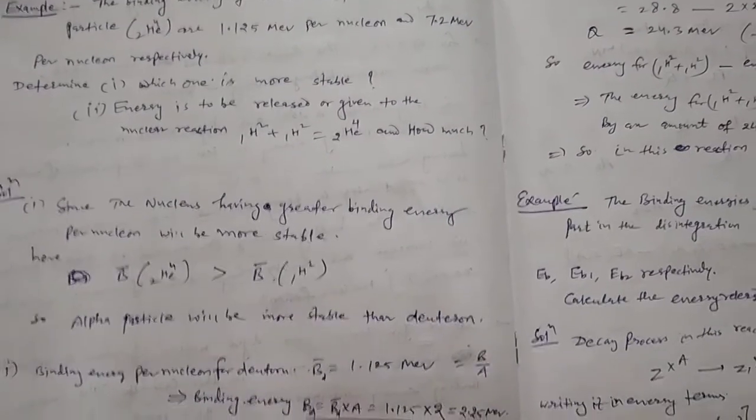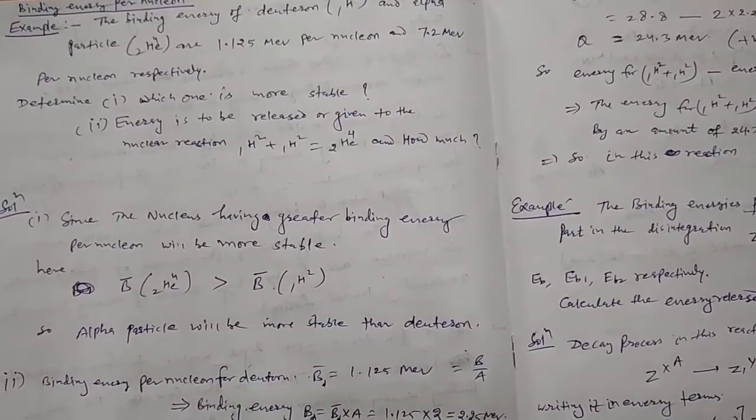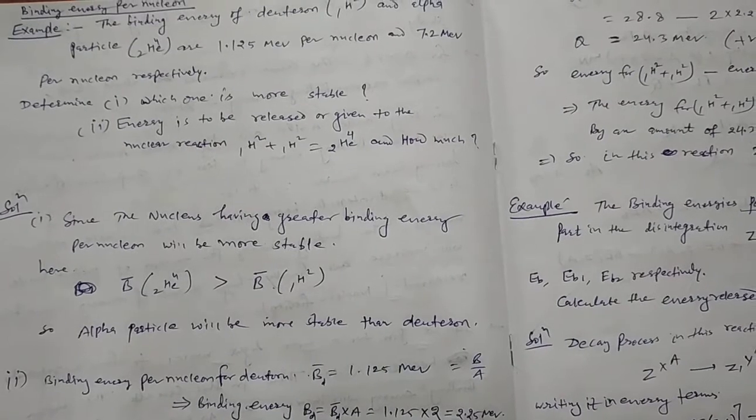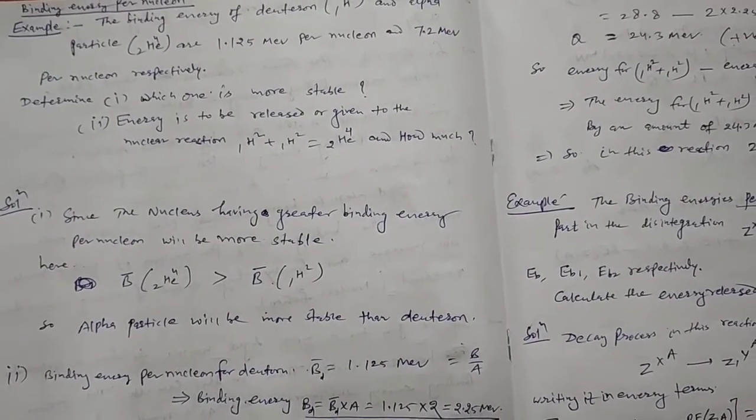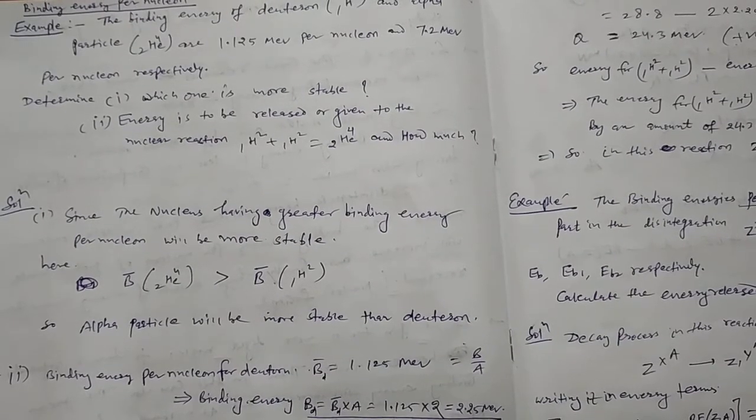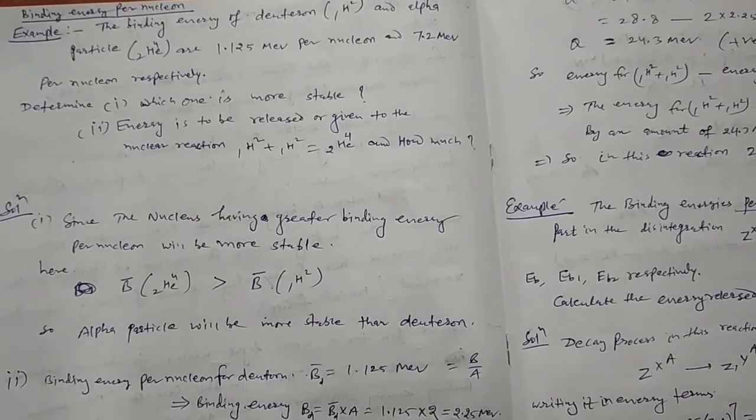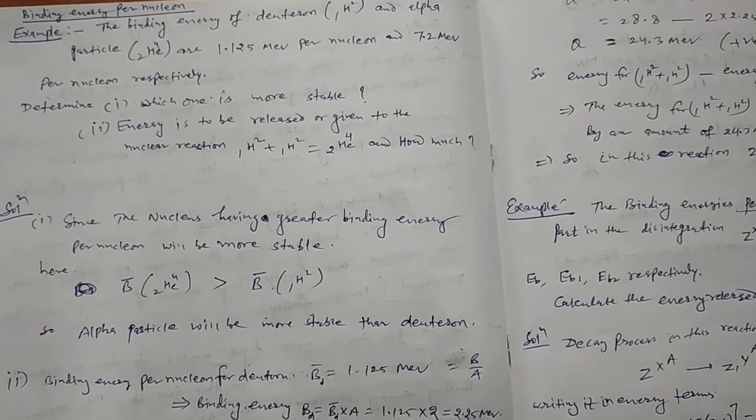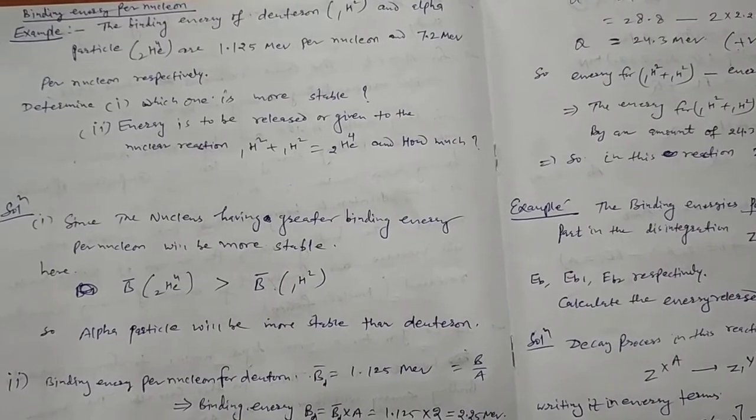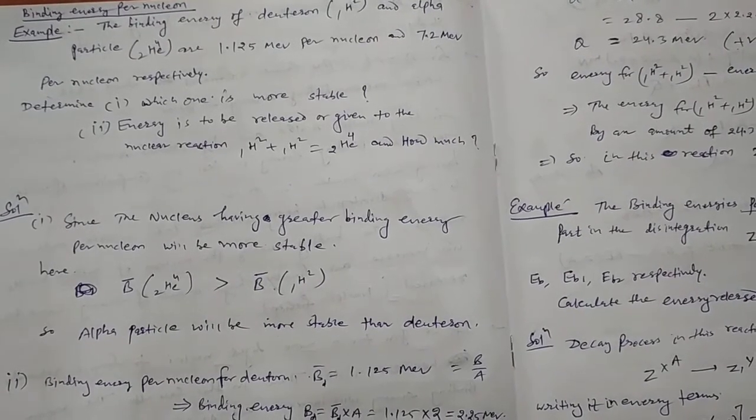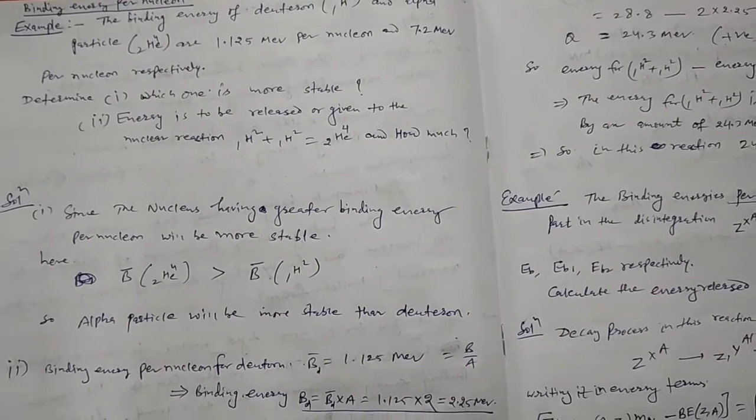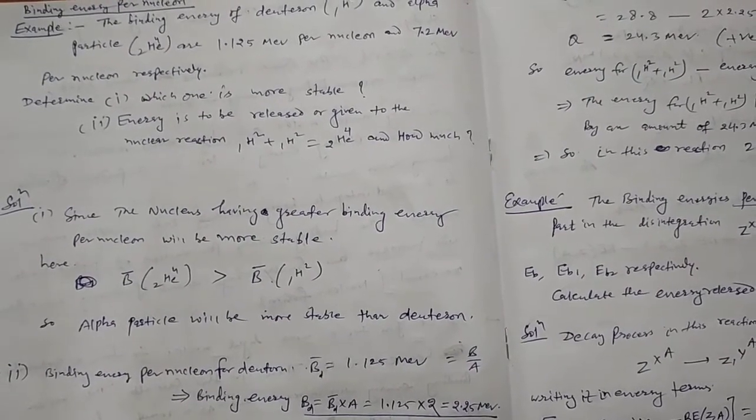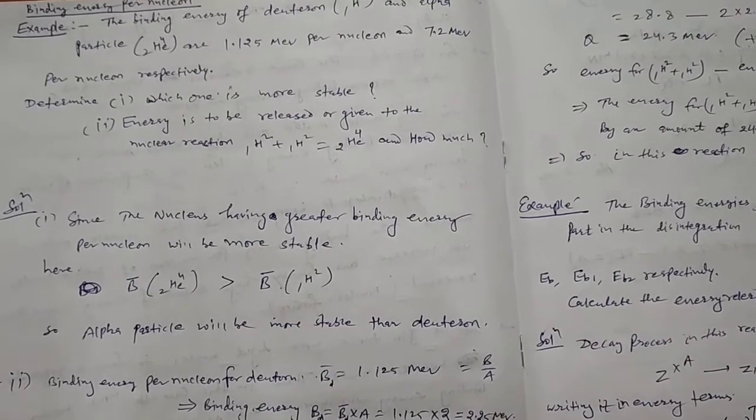First example: the binding energy of deuteron 1H2 and alpha particle 2He4 are 1.125 MeV per nucleon and 7.2 MeV per nucleon respectively. Determine which one is more stable, and second, whether energy is to be released or given to the nuclear reaction, and how much.